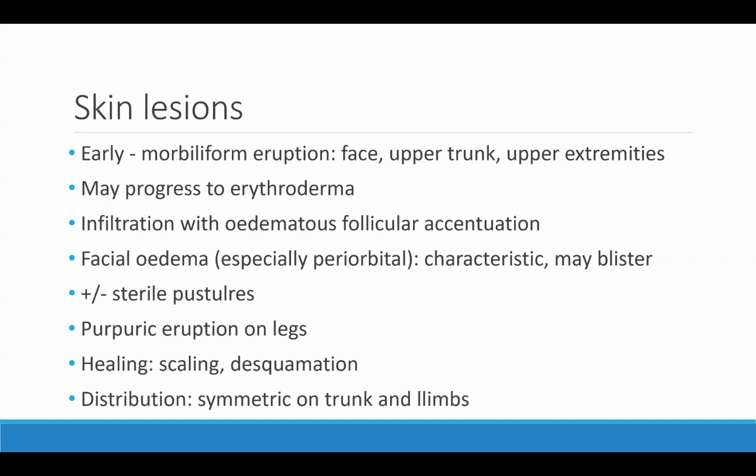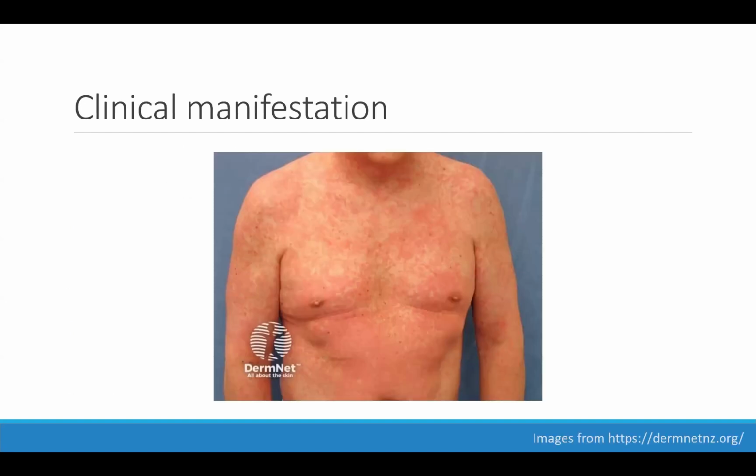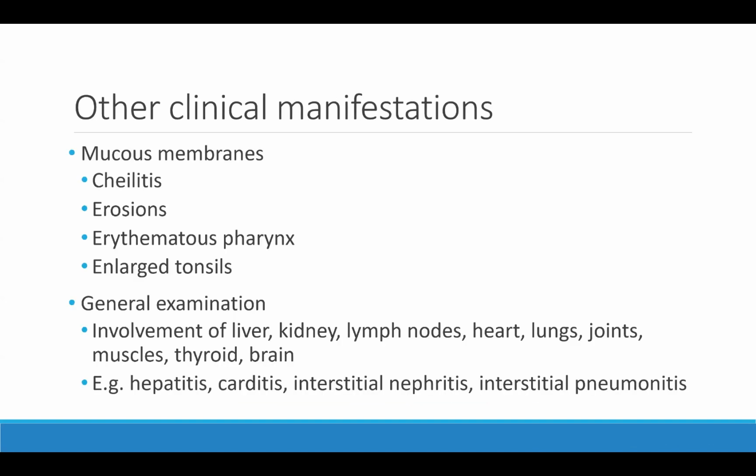There can be purpuric eruption on the legs, and with healing, they develop scaling and desquamation. The distribution tends to be symmetric on the trunk and limbs. So this is the morbilliform eruption in early drug hypersensitivity syndrome or DRESS. Now, with other clinical manifestations, it can also affect the mucous membranes in which you develop cheilitis, erosions, and an erythematous pharynx, as well as enlarged tonsils.